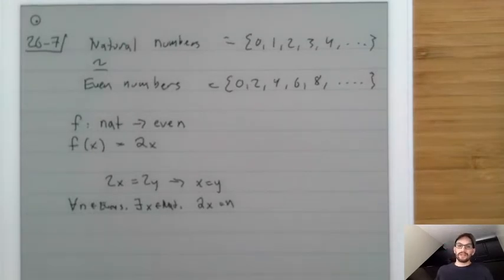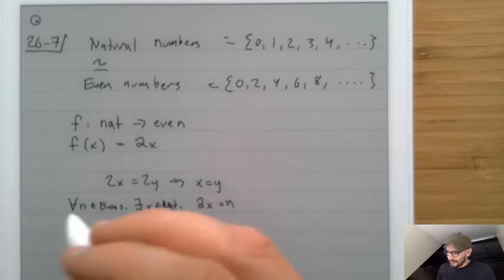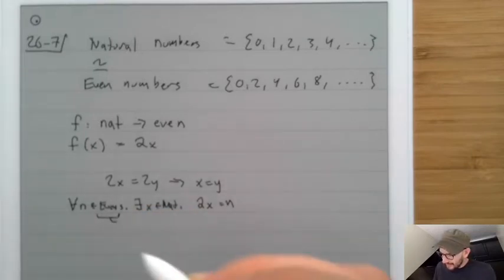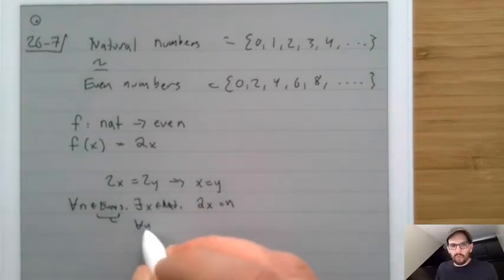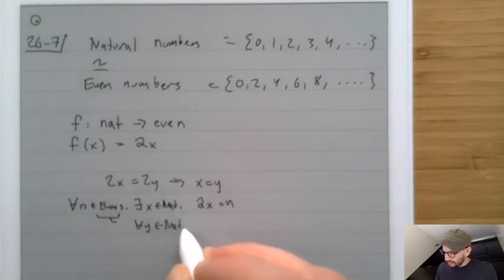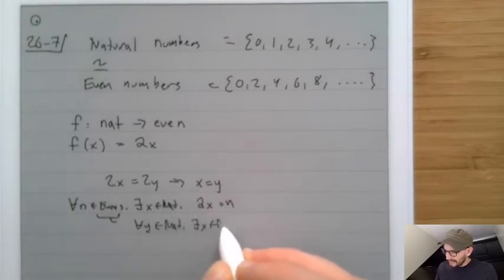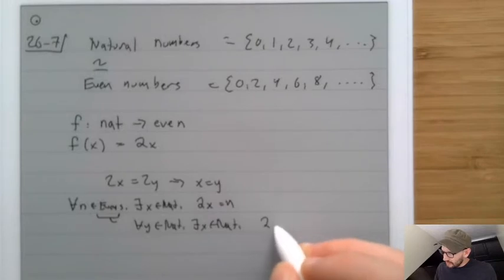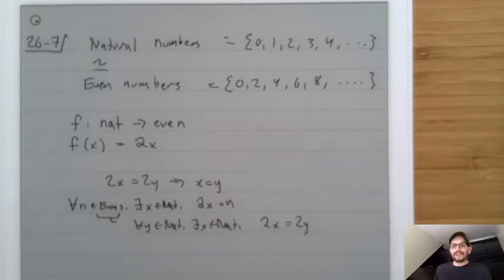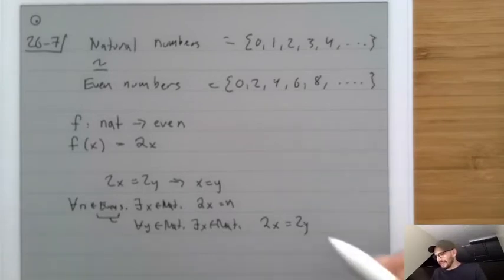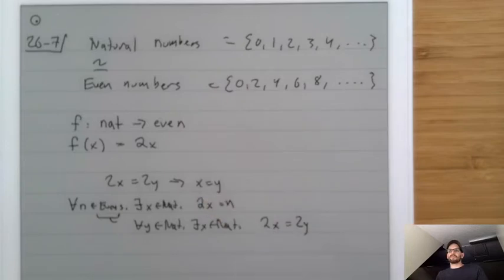Well, guess what? An even number is a number that's 2 times something. So that means that this is really the same thing as saying for all y inside of the naturals, there exists an x inside of the naturals such that 2x equals 2y. Because an even number is 2 times something. So of course, what is x? X is exactly y. Okay? So it's actually trivial to prove that the natural numbers are the same size as the even numbers.